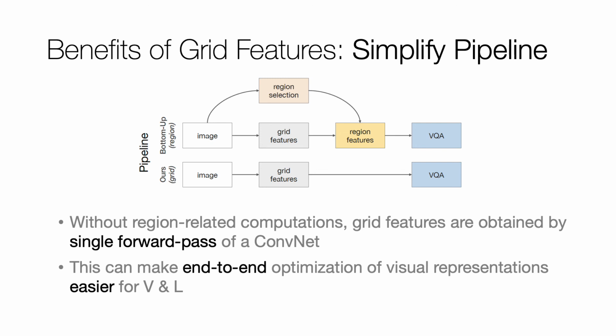So, why are our findings interesting? Beyond gaining insights into the bottom-up attention features, we also believe revisiting grid features can offer two major benefits. First, for science and research, it simplifies the pipeline by removing region-based components in the visual representation part of the model. Now, the features can be obtained by a single forward pass of a convnet. This can also potentially make end-to-end optimization of visual representations easier for vision and language tasks down the road.